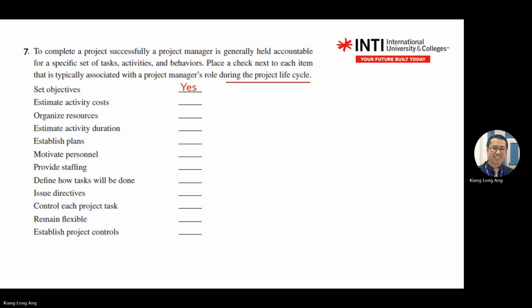Okay. So first objective, yes. Organize resources, yes. Establish plan, yes. Motivate personnel, yes. Estimate activity duration. Why is it not? Why is estimating activity duration not the role? Why is the cost not your role? Why is it not the main role?